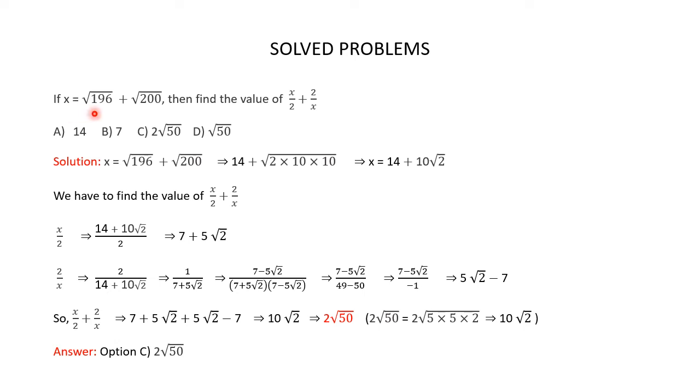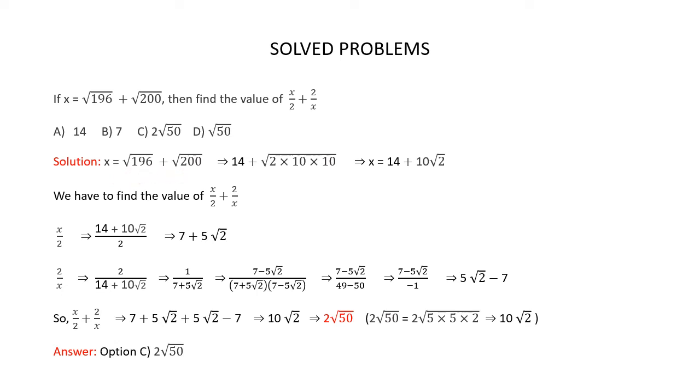If x is equal to square root of 196 plus square root of 200, then find the value of x by 2 plus 2 by x. You are given 4 answer options and you have to find out which of these options is correct. Now you are given that x is equal to square root of 196 plus square root of 200.